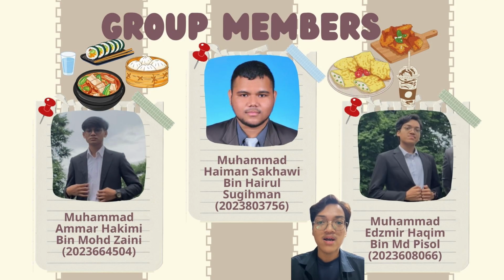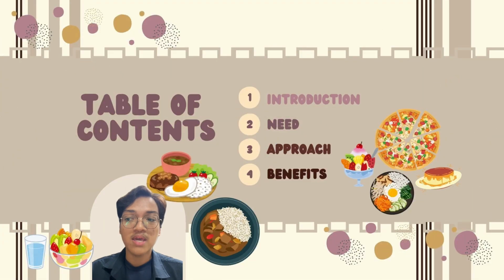Before we start, I would like to introduce me and my groups. At the left side, Muhammad Amar Hakimi bin Muhammad Zaini, a leader, Muhammad Haimat Sakawi bin Hairul Sulaiman. At the right side, me, Muhammad Ismail Hakim bin Makbison. Alright, the table of contents in this video is: we start with introduction, need, approach, and benefits.